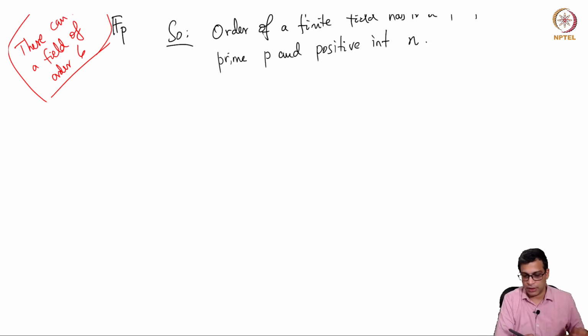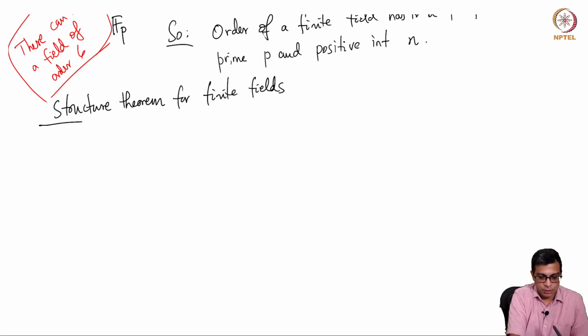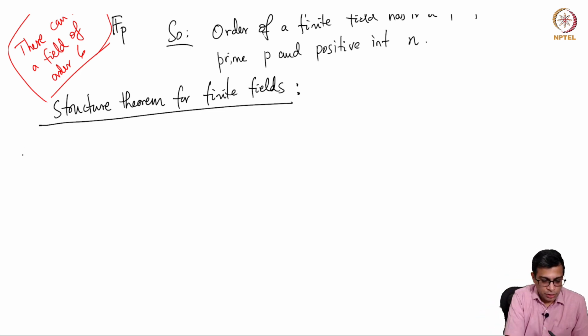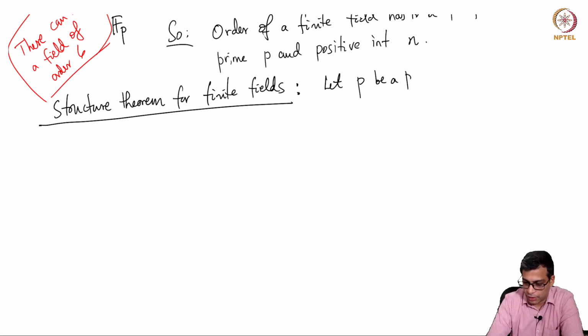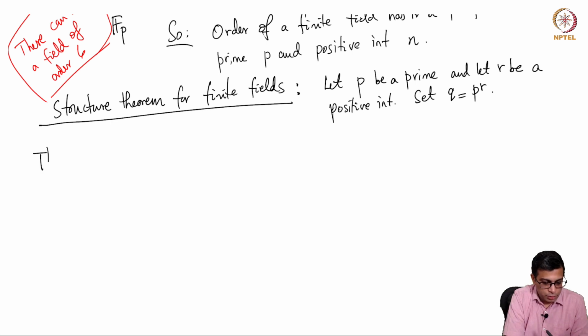And this is expressed in the structure theorem of finite fields. So I'm going to write a series of facts about finite fields. One of them answers the question that I just raised. We may not need all of these, but I thought it would be a good idea for you to recall them before we embark on the study of Galois theory. So let p be a prime number and let r, I'm going to use r here, be a positive integer, set q to be p power r. Okay, so then the following hold.